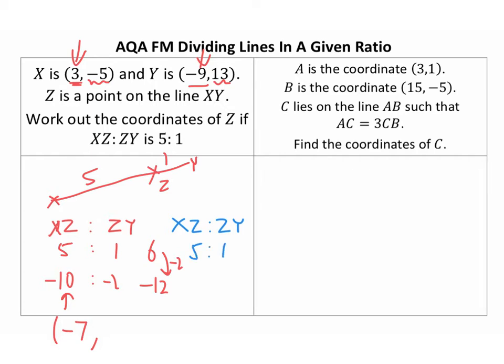If I do the same with the y coordinates, that's going to be 5 to 1. Total is 6. And it goes from minus 5, so that's up 18. So I've got to times 3. Times 3, so that's going to be 15. And so therefore I need to add on 15 to that, which is going to give me 10. All right, and so there we go.